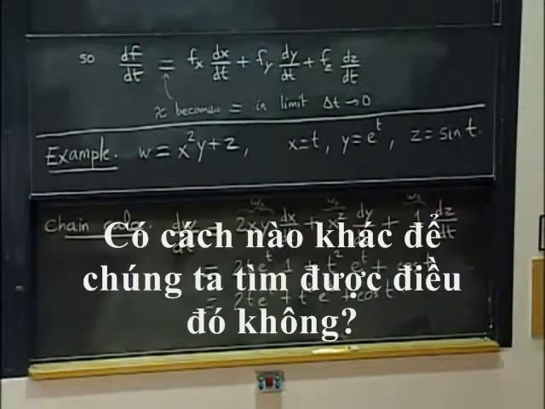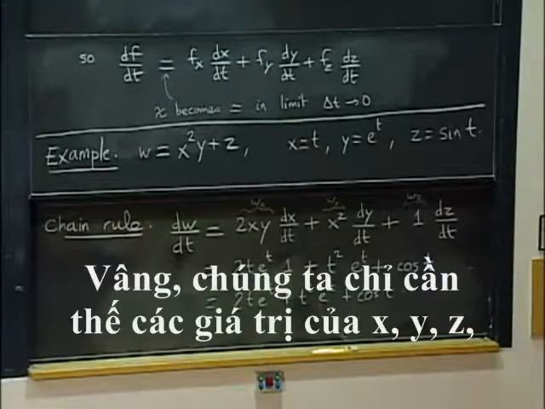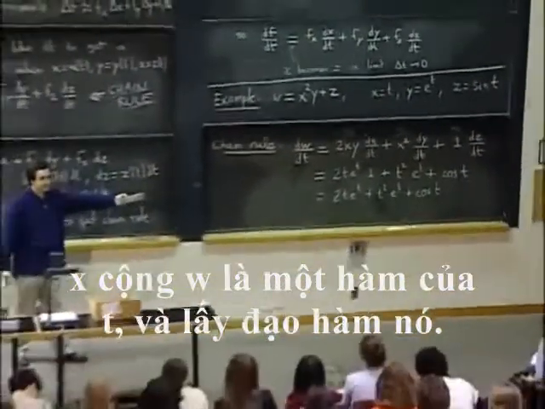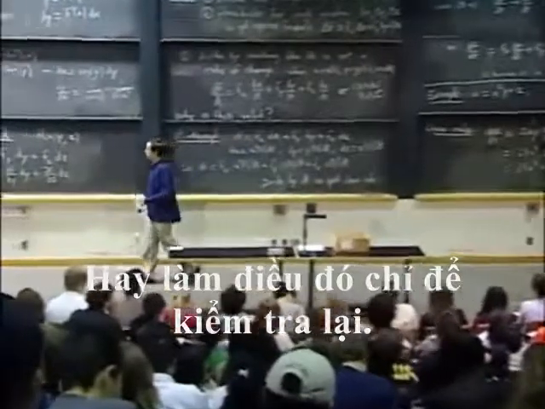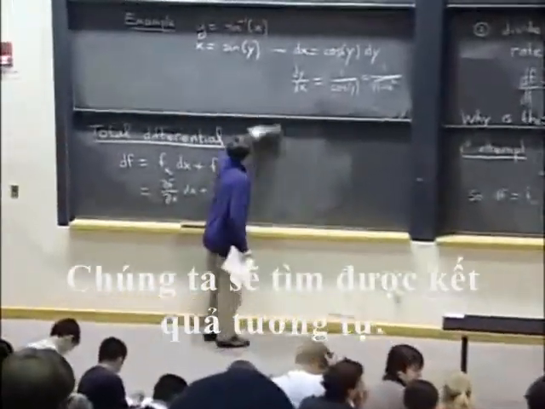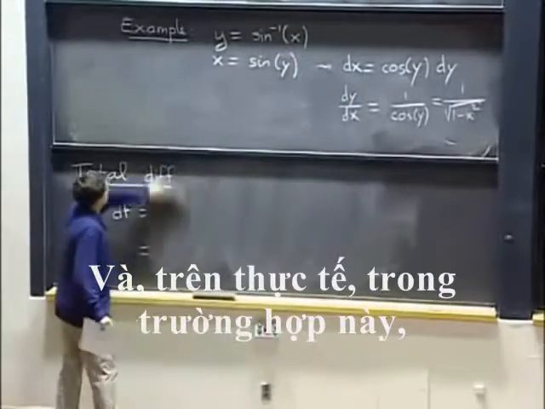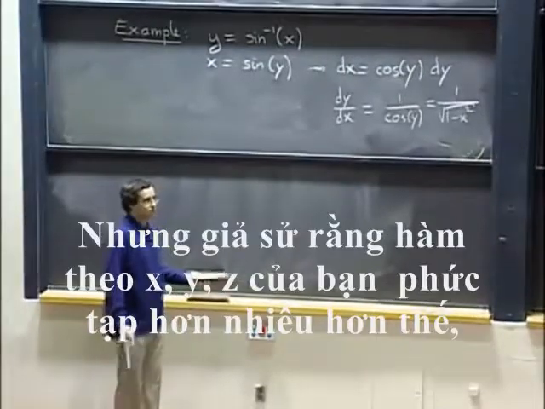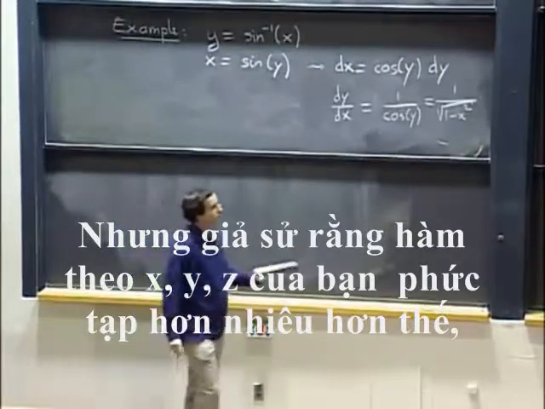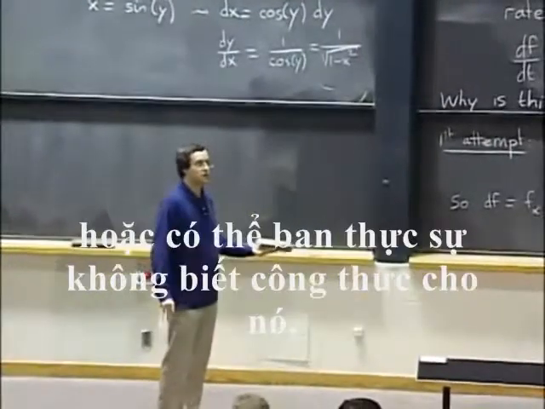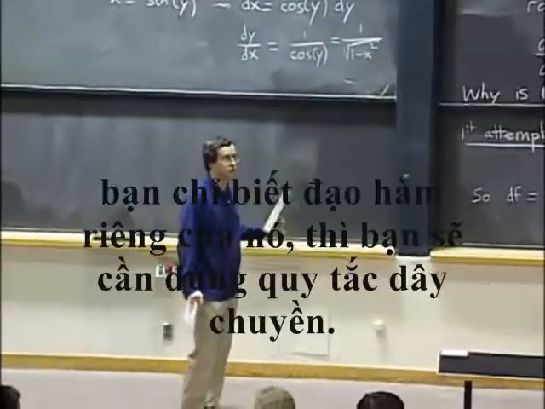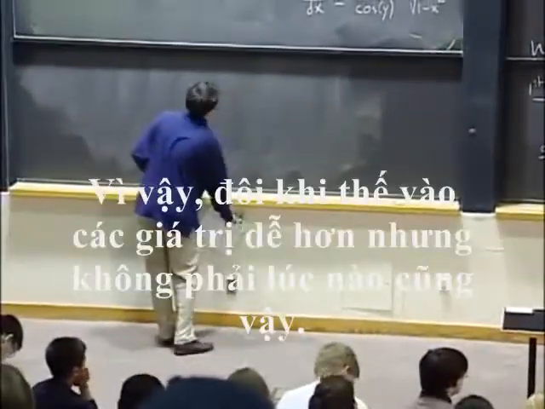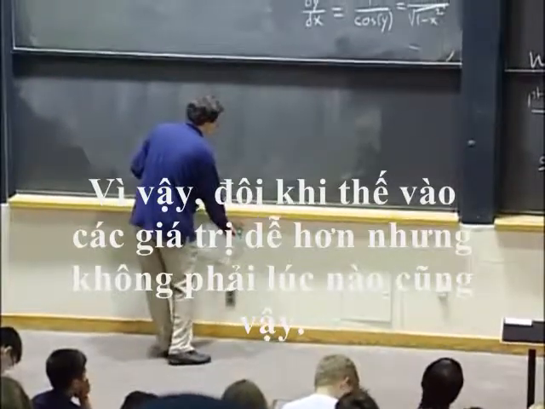How else could we find that? Well, we could just plug in values of x, y, and z, express w as a function of t, and take its derivative. Let's do that just for verification. It should be exactly the same answer. In fact, in this case, the two calculations are roughly equal in complication. But say that your function of x, y, z was much more complicated than that, or maybe you actually didn't know a formula for it, you only knew its partial derivatives, then you would need to use the chain rule. So sometimes plugging in values is easier, but not always.